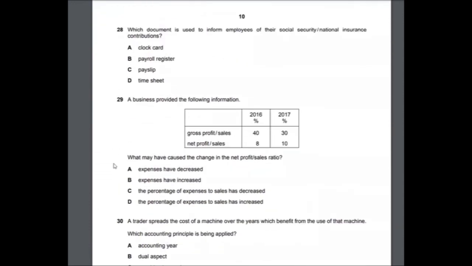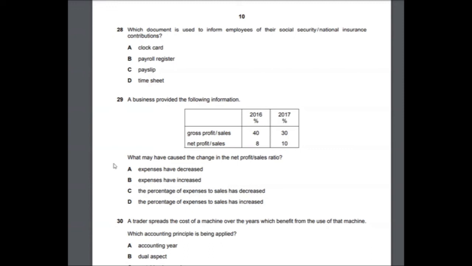Multiple choice 28, which document is used to inform employees of their Social Security, national insurance contributions? That's going to be the payslip. It's a detailed document which tells you how many hours you have worked, what the hourly pay is, and the total pay, contributions made to Social Security and national insurance. All right, so payslip would be the correct answer to multiple choice 28.